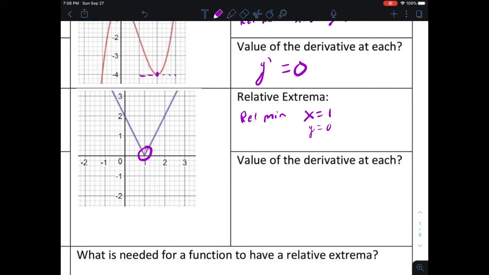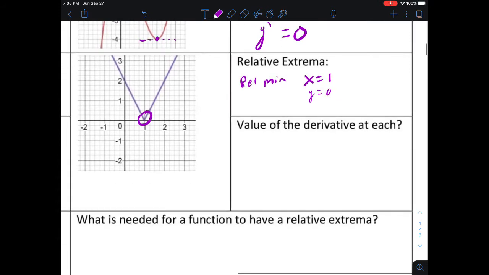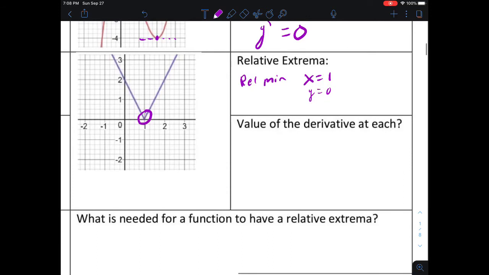Now, keep in mind this: not all relative extrema are nice, smooth, rounded turning points. In this case, we see the absolute value has a sharp turn, but sharp turns can still be classified as a relative extrema. What is the value of the derivative here? Well, the derivative does not exist there because it's not differentiable. It's not differentiable because it's not locally linear. So you could say that the derivative doesn't exist at that point.